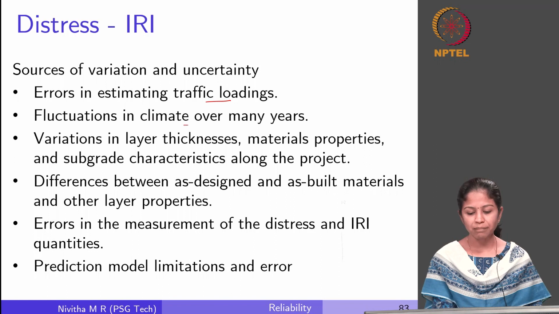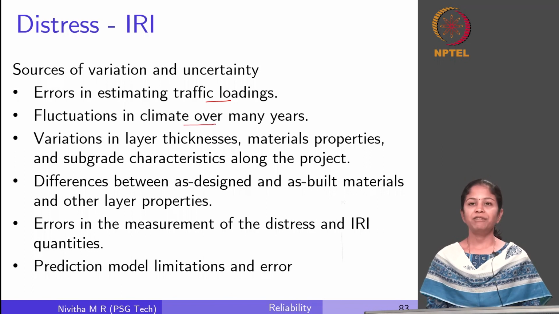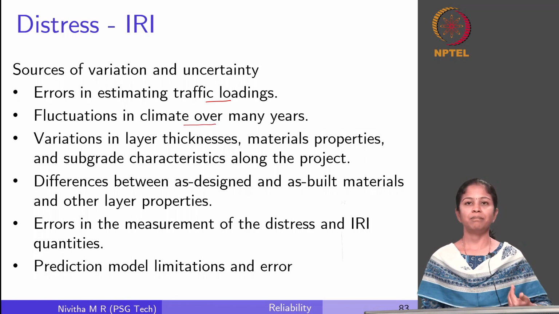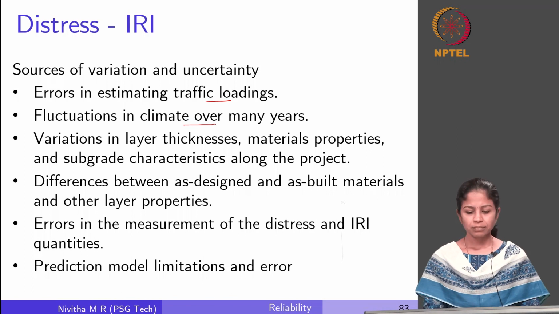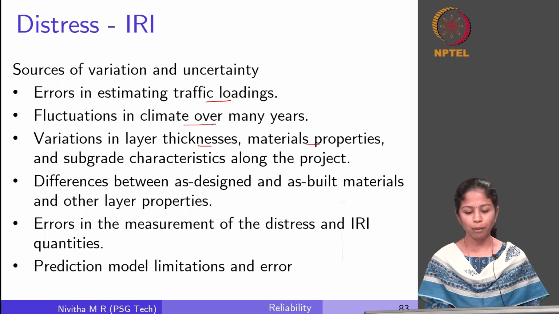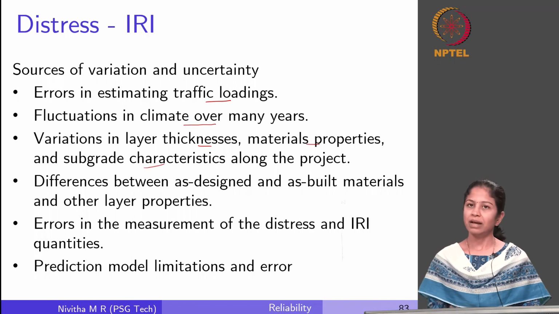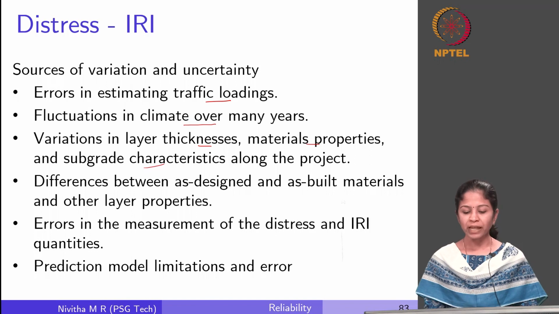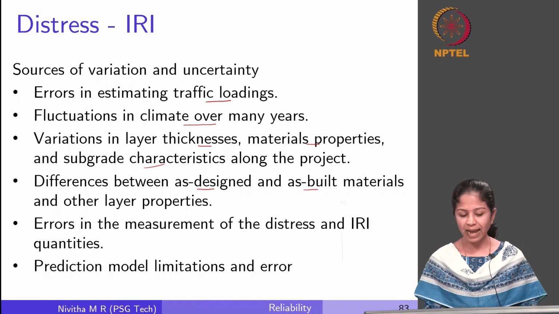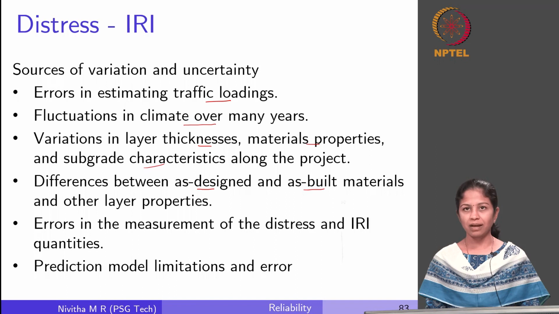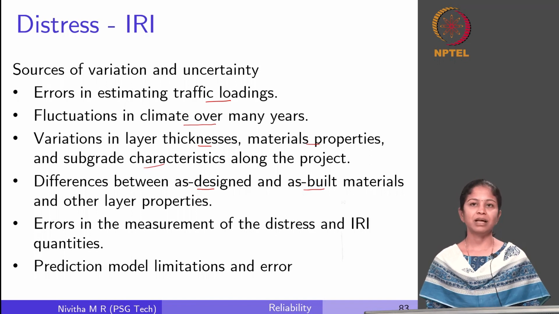Then fluctuation in climate over many years. Again we would have had some climate as the base when we are designing the pavement, but there would be fluctuations from the assumed value. So that is another parameter. Variation in layer thickness, material properties, subgrade characteristics, etc. Again all that we had seen earlier. Then difference between as designed and as built materials. There is again this factor that has to be taken into account. It can come under the construction quality as well.